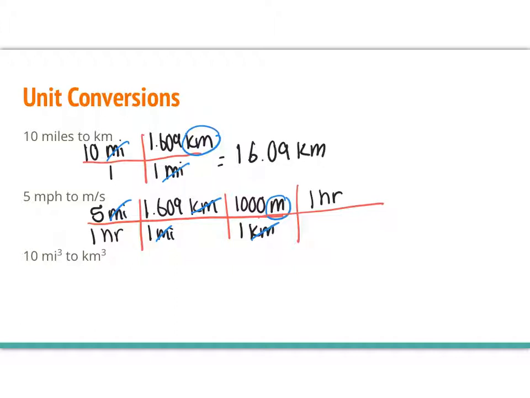A pretty good trick conversion here to seconds that may be on your page, I can't remember, is that there's 3,600 seconds in 1 hour. And once again, I can cross that out. So now I'm ended up with meters per second. So I could multiply and divide that all out, and I get 2.23 meters per second.